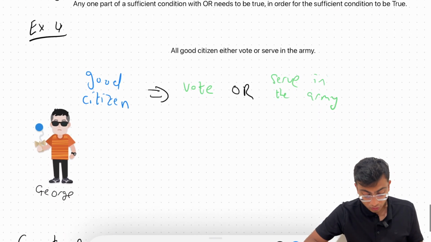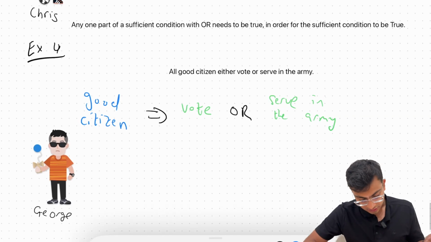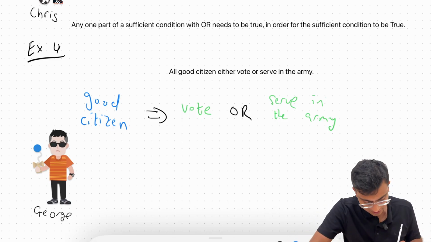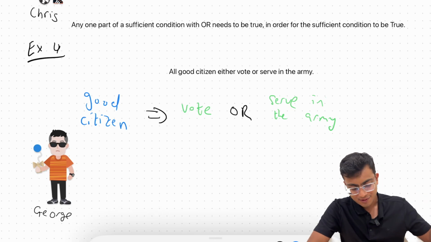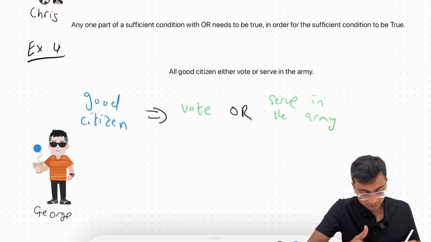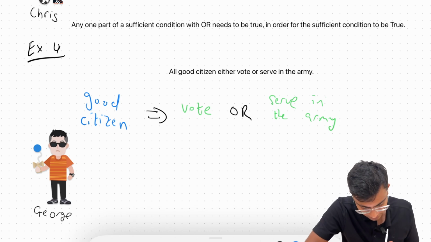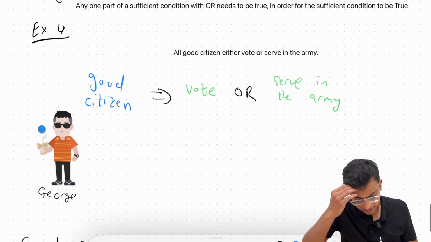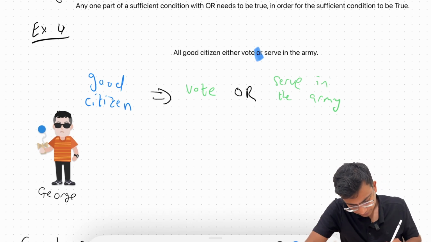And if we have an or in the necessary condition, let's look at this example. All good citizens either vote or serve in the army. We know "all" is a keyword for sufficient conditions, and we have good citizen, so we put that on the left. Everything else goes on the right, and it's separated by an or.